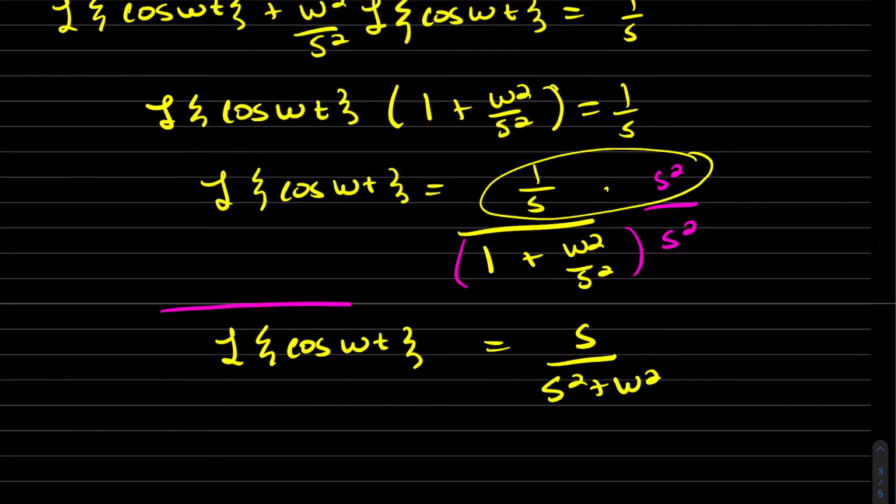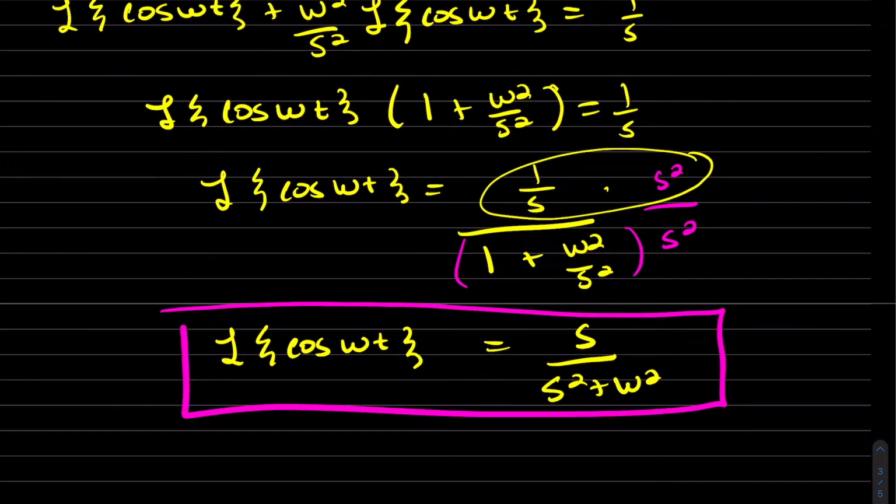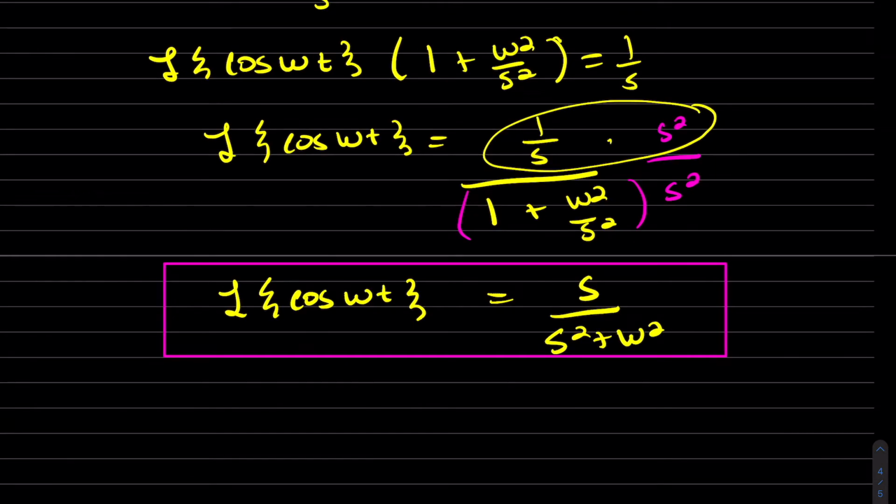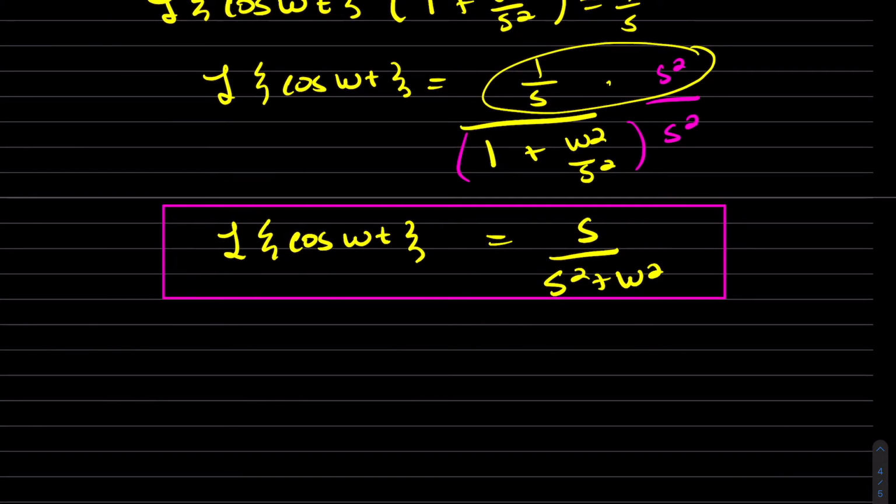And again, probably easier to memorize it than to do this every time. We can go through the same exact process for sine, and you can do that as an exercise. It's very similar. But what we get is s squared plus omega squared on the bottom. Omega is a constant, by the way. And then omega on top.